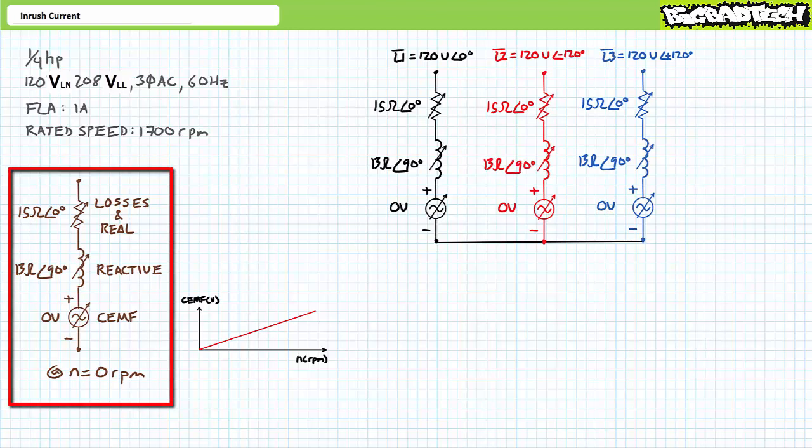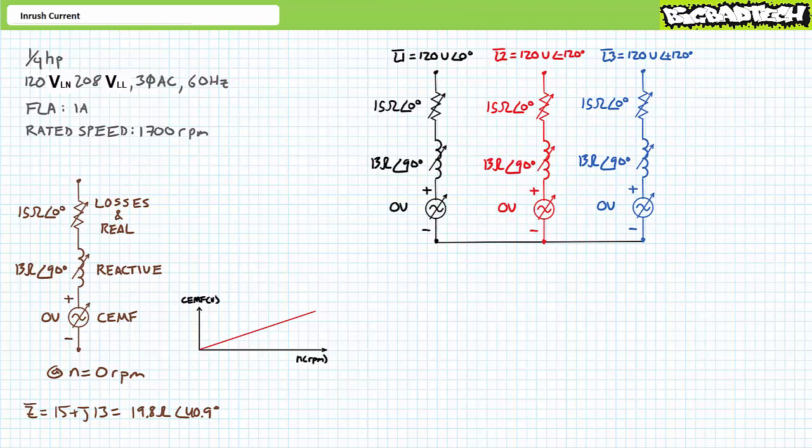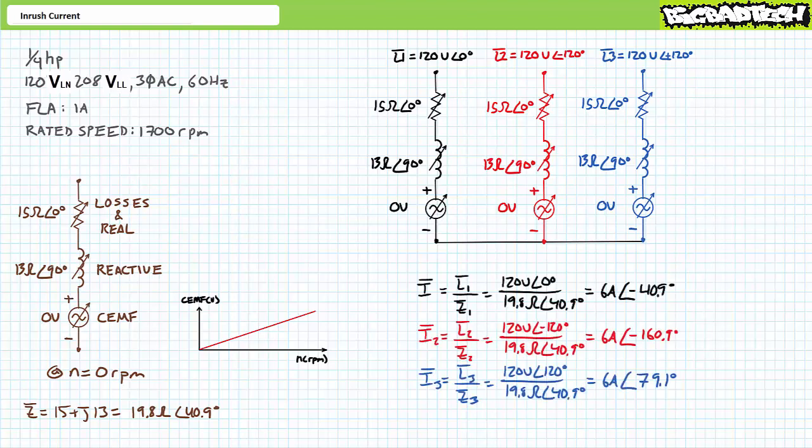in opposition to applied voltage. The total impedance presented by each winding is a series combination of these elements with a value of roughly 19.8 ohms at an angle of 40.9 degrees. Upon closure of a full voltage starter, each winding would experience full voltage. An application of Ohm's law demonstrates each winding draws roughly 6 amps, lagging each phase by a relative 40.9 degrees. This is the inrush phenomenon.